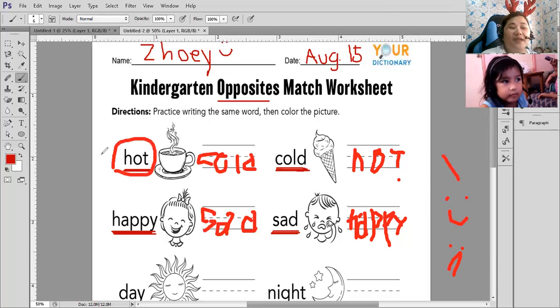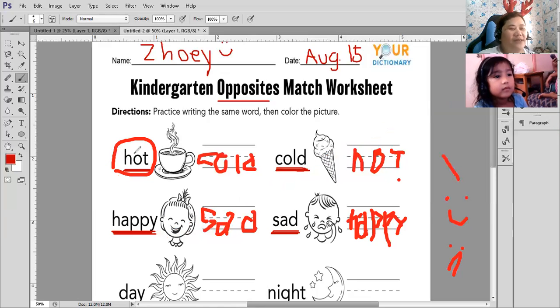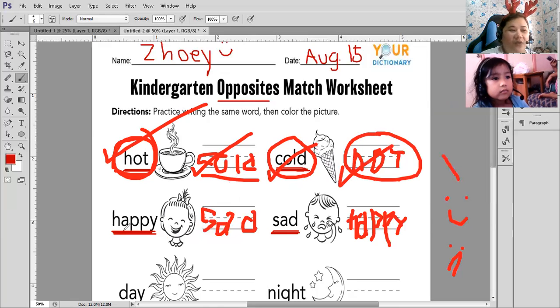Go. Hot cookie. Oops. Ano man yun? Abort, abort. Okay, very good. Okay, what is this? Hot. Hot. What is the opposite? Cold. Very good. What is this word? Cold. Very good. What is the opposite? Hot. Very good. What is this word?